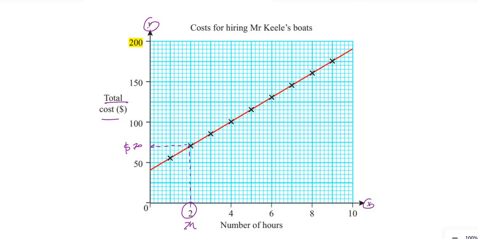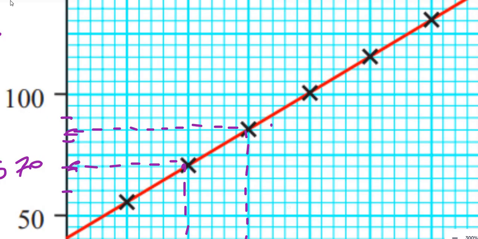For example, let's say I want to know for 3 hours of work, okay, 3 hours hiring. You can go to the straight line up to this value, then you go to the left, and this will be 85.